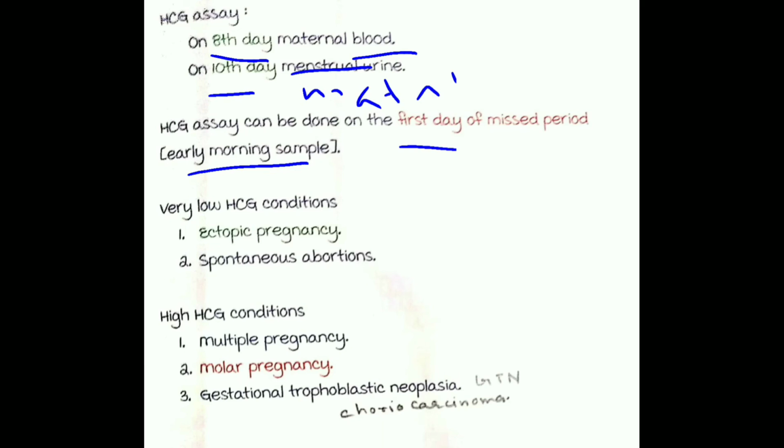There are some conditions where very low hCG levels will be there. One such condition is ectopic pregnancy, because the implantation is taking place not in the uterine cavity. Because of that, the syncytial trophoblast layer will not be well formed, and this syncytial trophoblast is the layer which produces hCG. So in this case, hCG will be low, and also in case of spontaneous abortion. There are also cases where there is high hCG, like in multiple pregnancy, in molar pregnancy, and also in some choriocarcinomas, and gestational trophoblastic neoplasia, that is cancer. In such cases, we have high hCG levels.